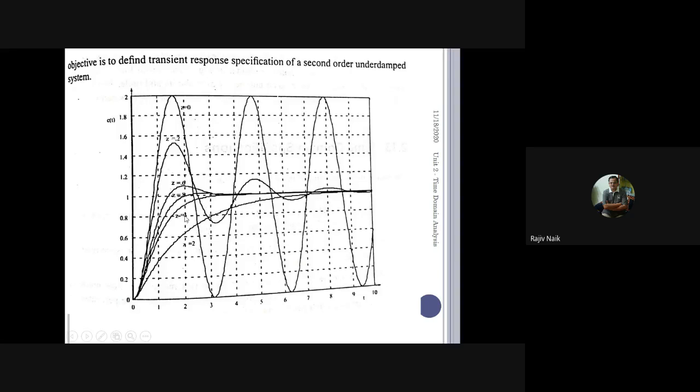See here, zeta 1 is this one, zeta 2 is very slow, zeta 3 is further slower, and it will take longer time to settle. Only thing is oscillations will not be there. These are the three derivations for second order system subjected to unit step input: underdamped, critically damped, and overdamped case.